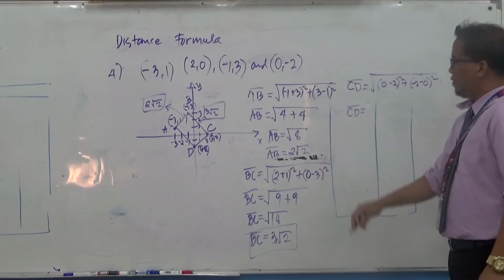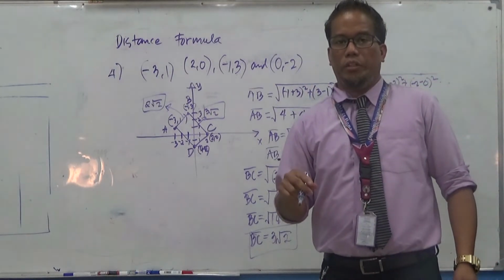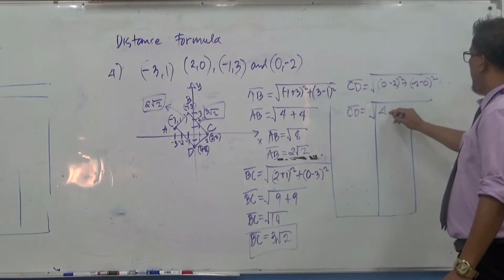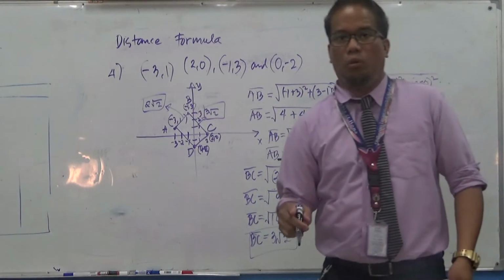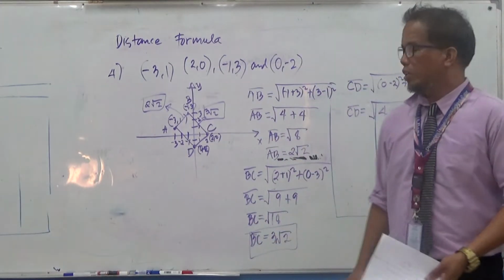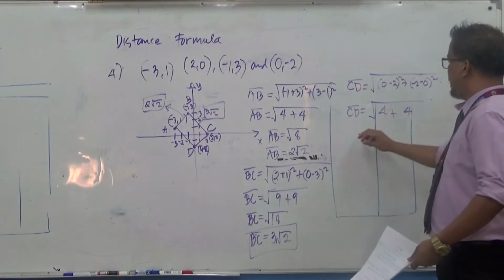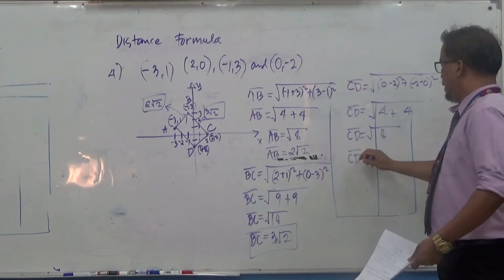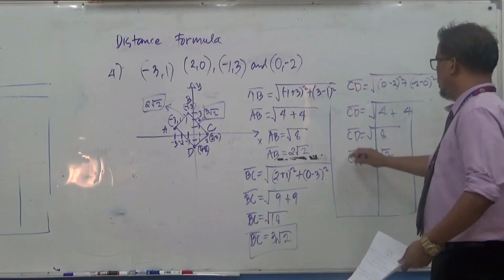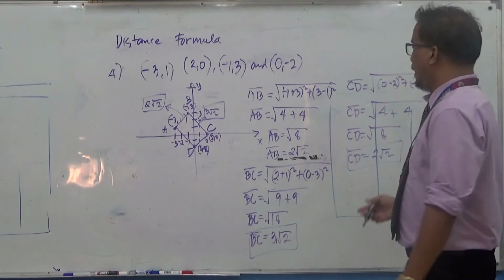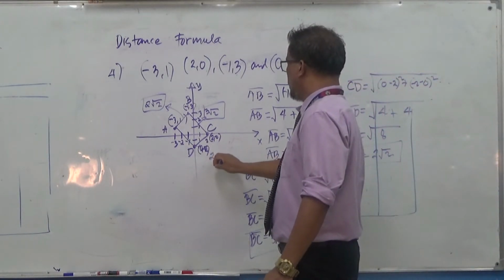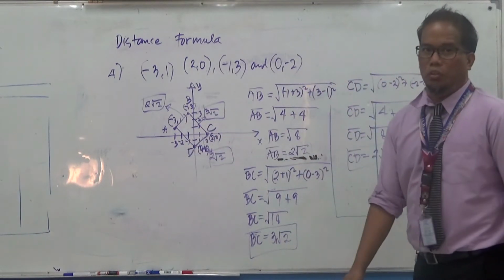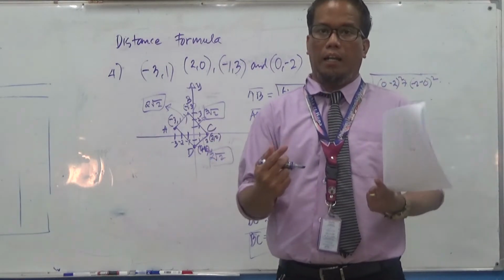Then segment CD is equal to, 0 minus 2 is negative 2 raised to the second power, so it's equal to 4. Then plus negative 2 minus 0 is negative 2, raised to the second power is 4 also. Then 4 plus 4 is 8. The square root of 8 is equal to 2 square root of 2. As you will see, segment CD is also equal to 2 square root of 2. Then segment AB is also 2 square root of 2. So they are equal in length.